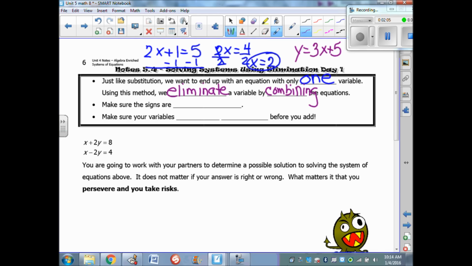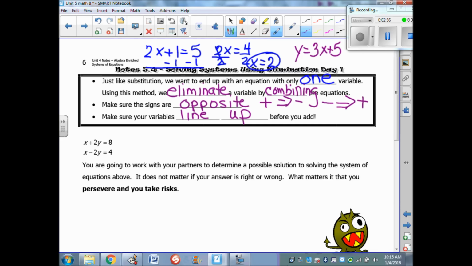We've got to make sure that the signs are opposite. These will make more sense as soon as we start to look at a problem. Opposite signs: the opposite of positive is a negative, or the opposite of negative is a positive. Now it says make sure your variables line up before you add.